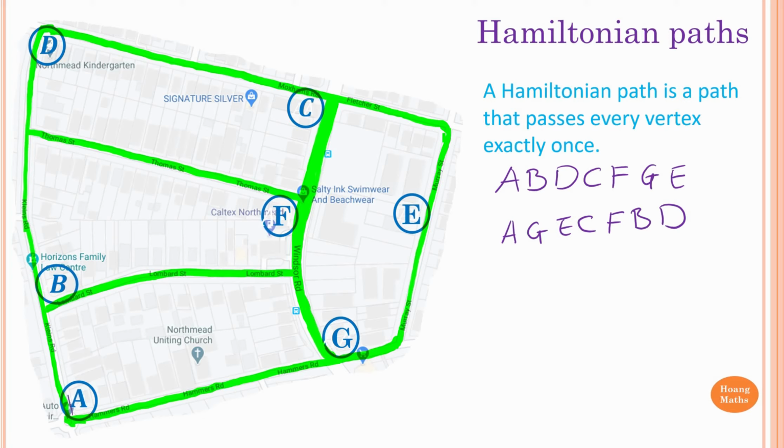Or I can go visit B first, and then I'm going to visit F, and then I go along and visit D, and along here I'll go to C, and then I go this way, and then I visit E, and then finally I visit G. So the path is I, B, F, D, C, E, and G. So these are Hamiltonian paths.